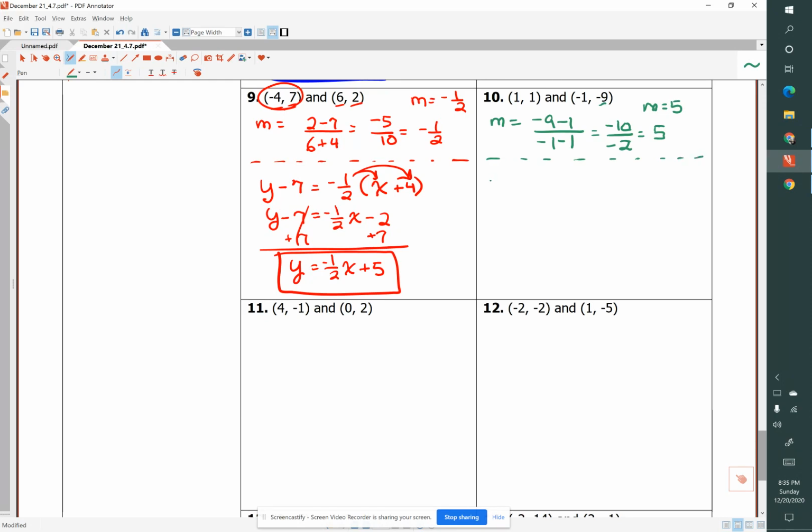Now we use the point slope formula, and the first point, y minus 1 equals 5 times the quantity of x, again minus 1. And we distribute by multiplying the 5 through. Y minus 1 equals 5x minus 5. Positive times a negative is a negative. We'll add 1 to both sides to give us y equals 5x minus 4.